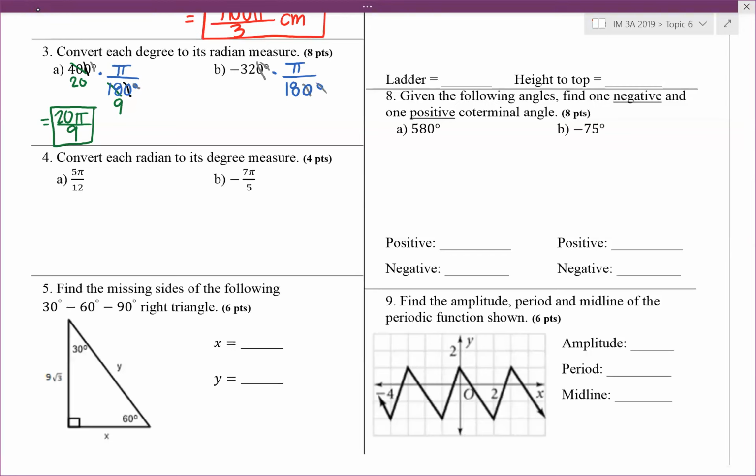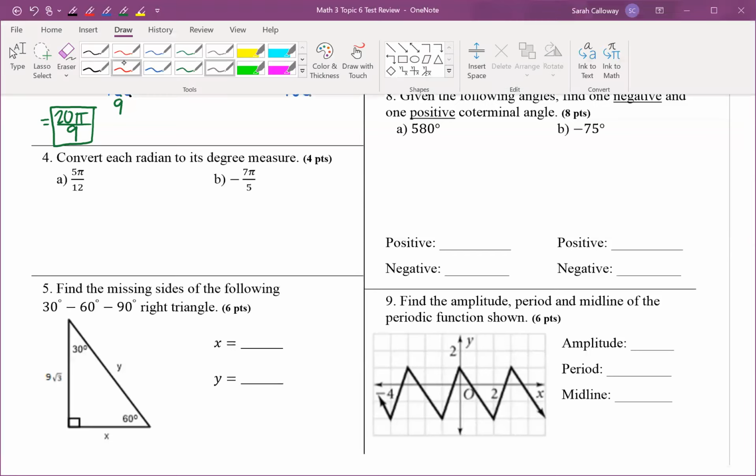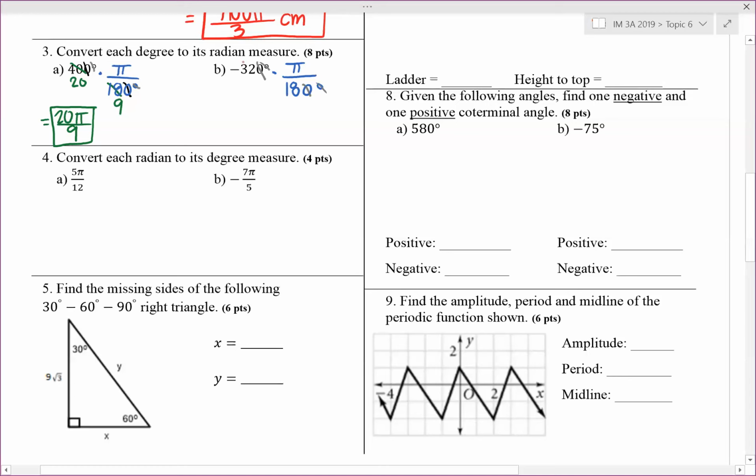And again, they're even numbers, so we can divide them both by 2. So if I divide 32 by 2, I get 16, and 18 divided by 2 is 9. And so what we have left over then is negative 16 pi over 9. And again, 16 and 9 have no common factors, so that will not reduce.